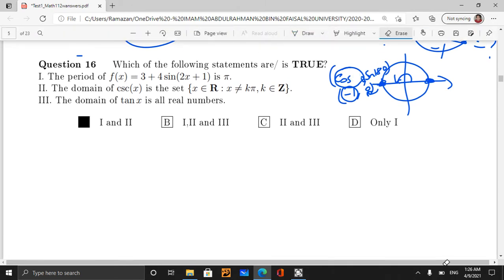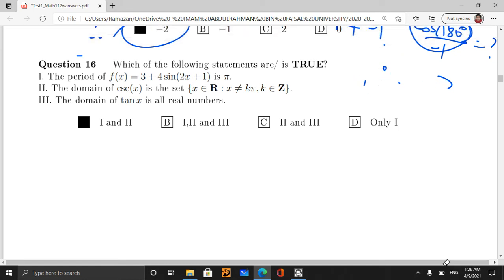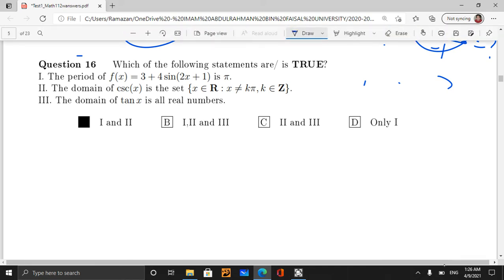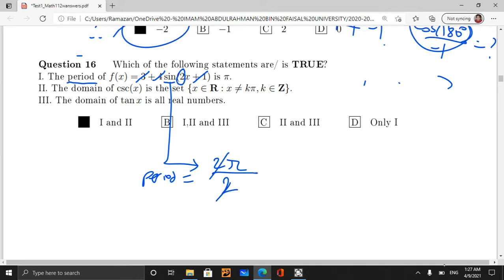Okay, let's look at this problem here. Which of the following statements are or is true? The period of f of x equal to 3 plus 4 sine of 2x plus 1 is equal to pi. Is it true? When calculating the period of a function, you don't check the constants here, but you just check the period of the sine function, which is 2 pi. And then you divide 2 pi by the coefficient of x, which is 2. So it is true that this is pi.